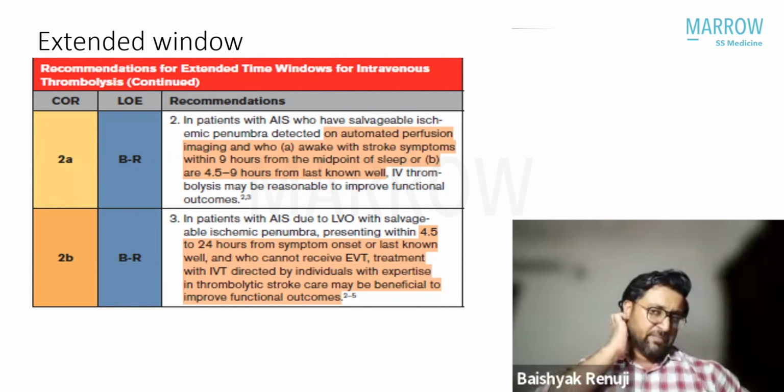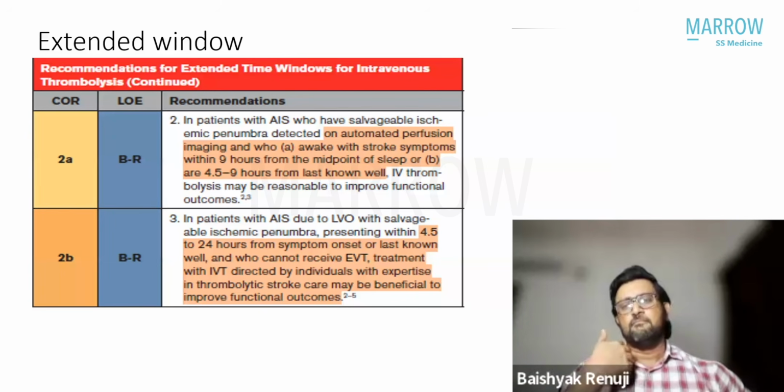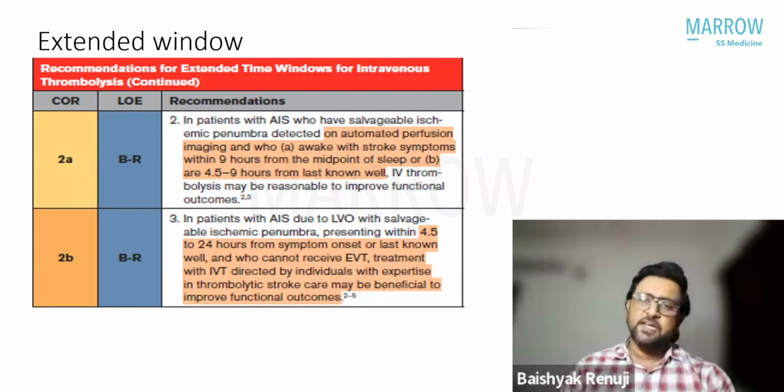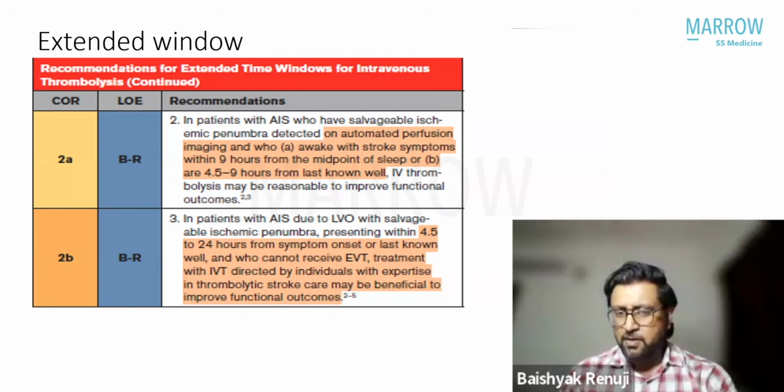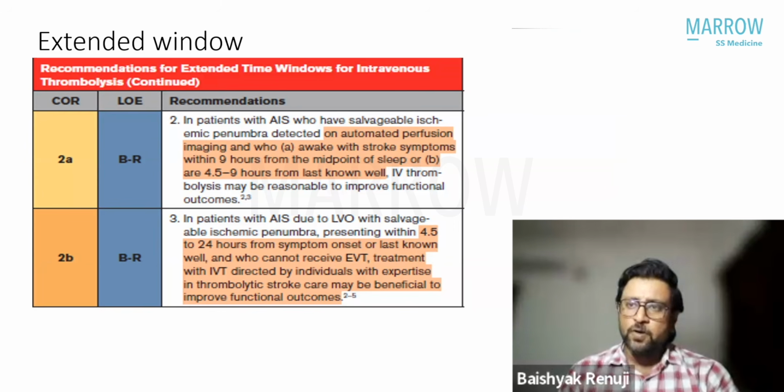We attempt the EVT, but you cannot proceed because maybe a calcified plaque may be there. You cannot maneuver with the tortuous vessel. In such a scenario, you can offer them lysis. That is what the last part is. But again, you are going to lyse a large vessel in an extended window, if there's a salvageable ischemic penumbra. The salvageable ischemic penumbra can be calculated. One method is perfusion image. Second method, I think you can still use your DAWN criteria, a clinical radiological mismatch. Up to 24 hours DAWN can be used.